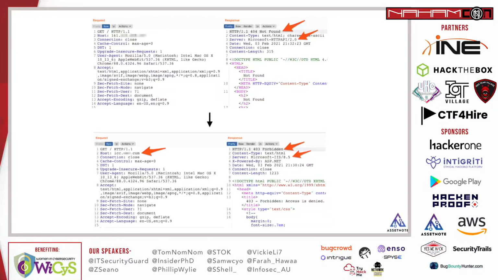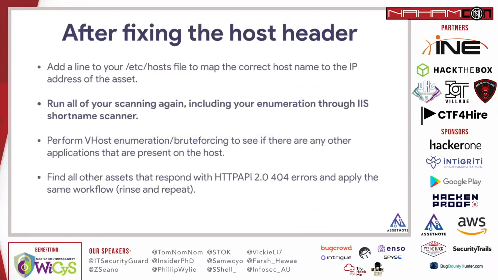In many cases, you'll find that the subdomain you find from the SSL certificate doesn't actually resolve to an IP address that you can access. So in this scenario, it's really important that you just add a line to your etc hosts file and you map the correct host name to the IP address of the asset. So in this scenario, I found a subdomain called icc.company.com. I would put an addition to my hosts file, which maps that subdomain to the IP address identified through whatever means.